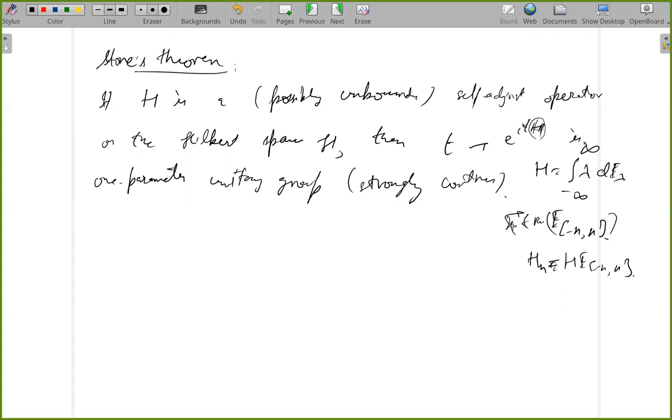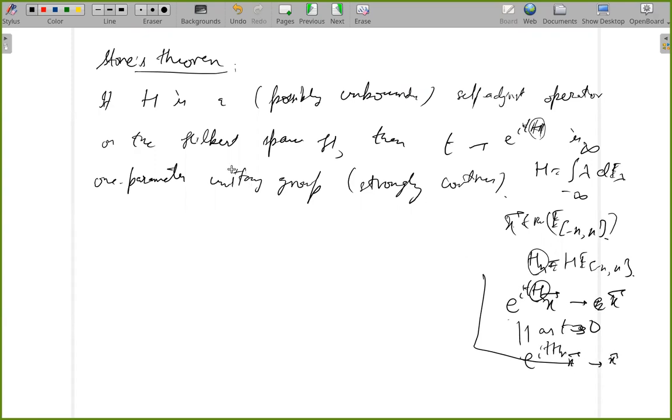So in any case, if you have such an X, you can show that e to the itH X goes to X as t goes to 0. That is what you would mean by strongly continuous. In fact, all you need to do is prove it at 0. Then it will be strongly continuous at any other point. This will literally behave like the operator H_n. In fact, e to the itH X is exactly equal to e to the itH_n X, and for bounded operators, we know that this is true. So the first part is pretty straightforward once you understand the spectral theorem for unbounded self-adjoint operators.